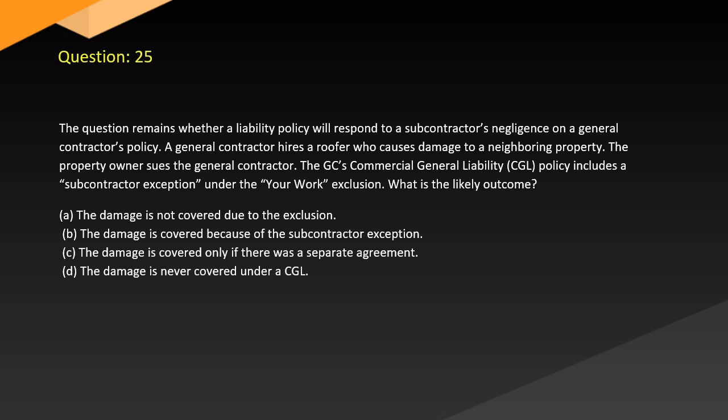Question 25. The question remains whether a liability policy will respond to a subcontractor's negligence on a general contractor's policy. A general contractor hires a roofer who causes damage to neighboring property. The property owner sues the general contractor. The GC's commercial general liability (CGL) policy includes a subcontractor exception to the your work exclusion. What is the likely outcome? A. The damage is not covered due to the exclusion. B. The damage is covered because of the subcontractor exception. C. The damage is covered only if there was a separate agreement. D. The damage is never covered under a CGL.